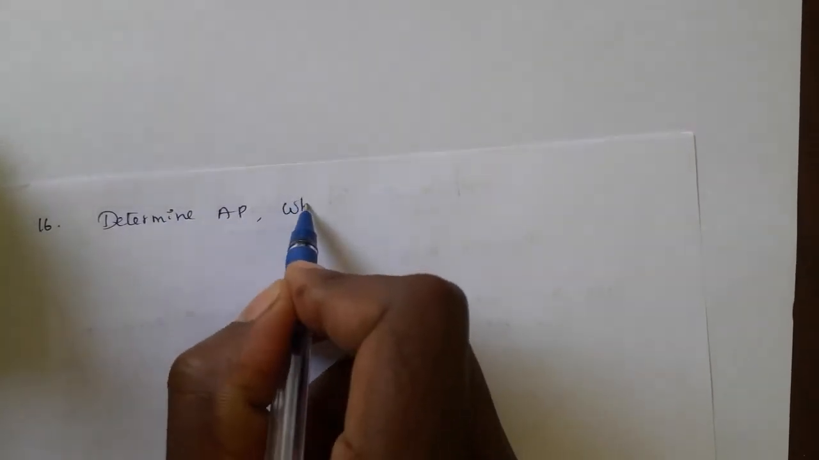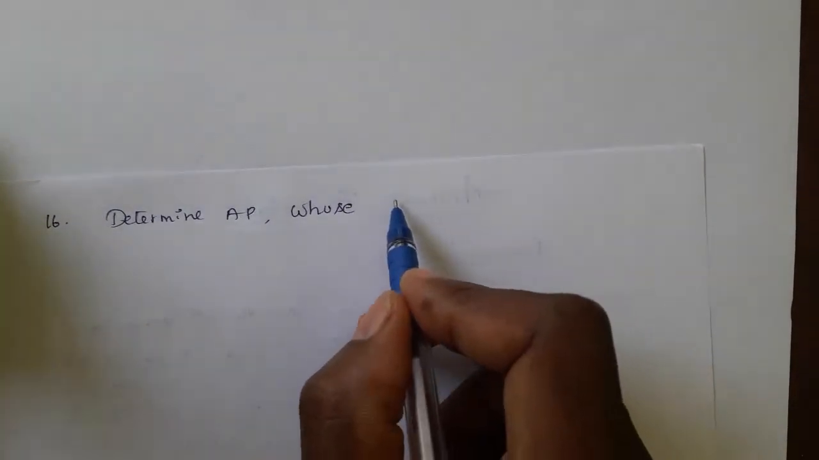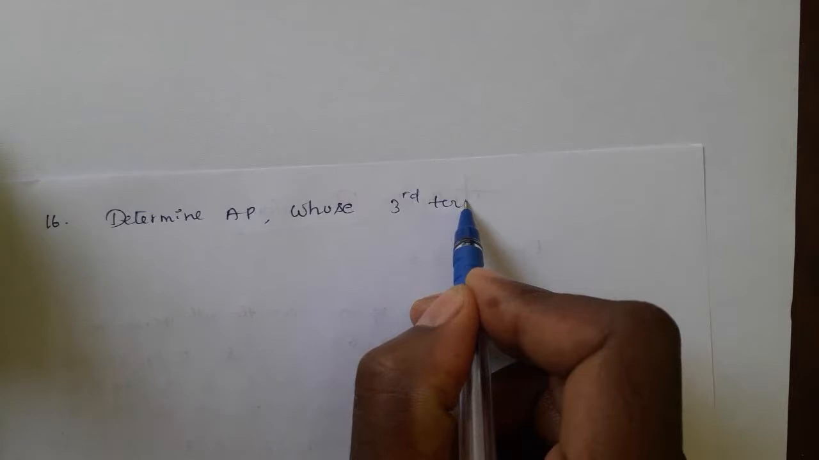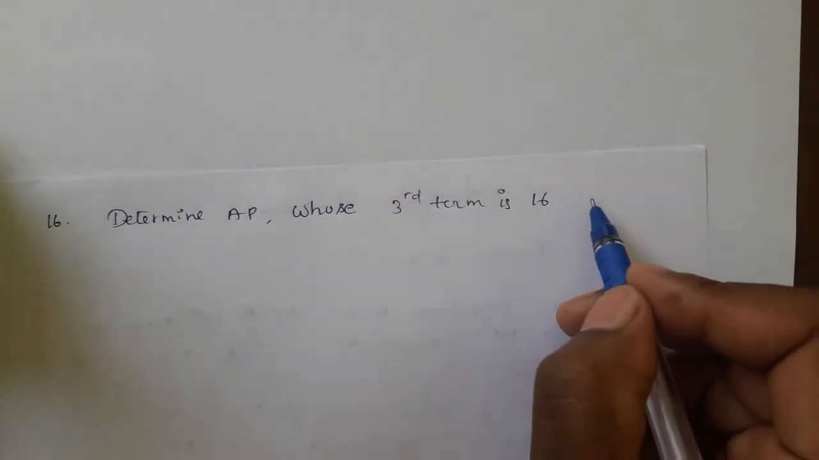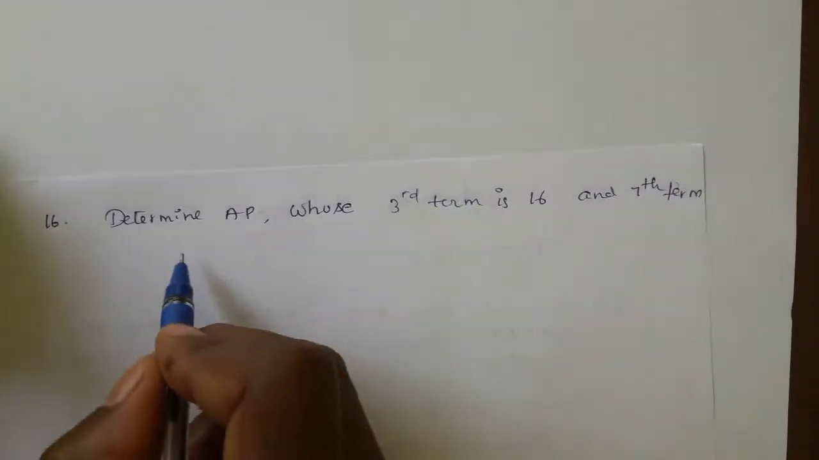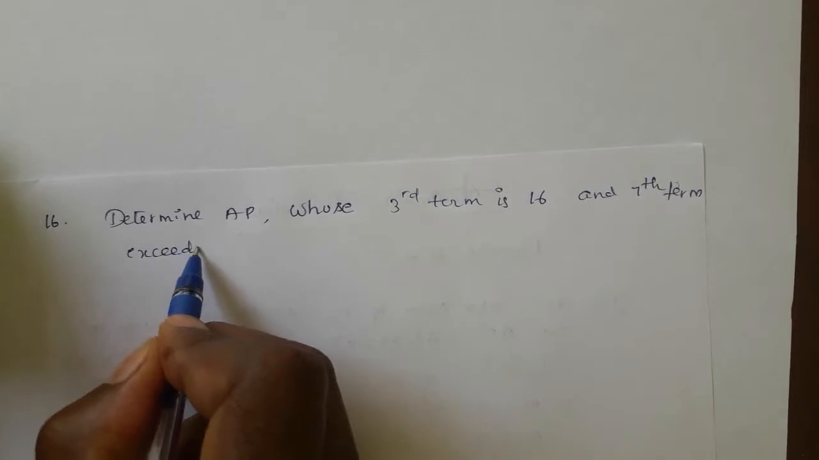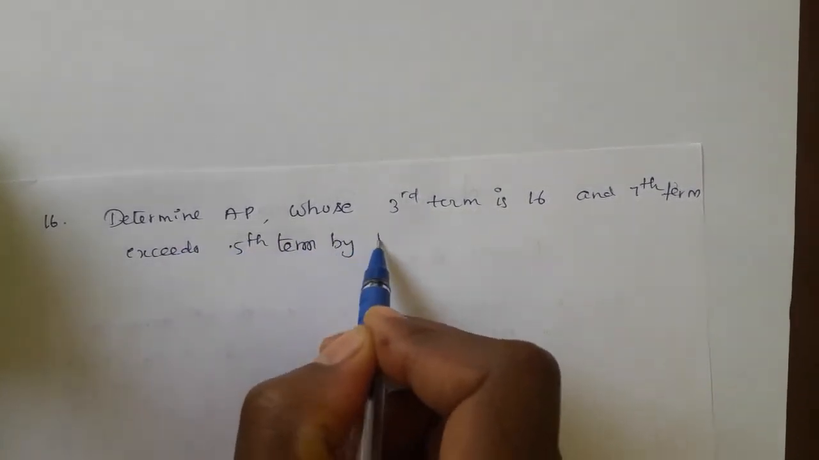We move on to the next problem, that is the 16th problem from the same exercise. Determine the AP. So, we have to determine the AP. That means the AP is not given. Whose third term is 16, and whose seventh term exceeds the fifth term by 12.